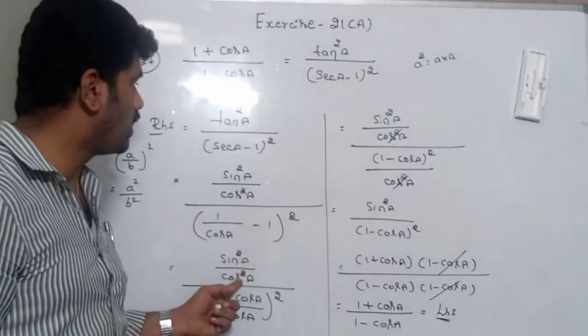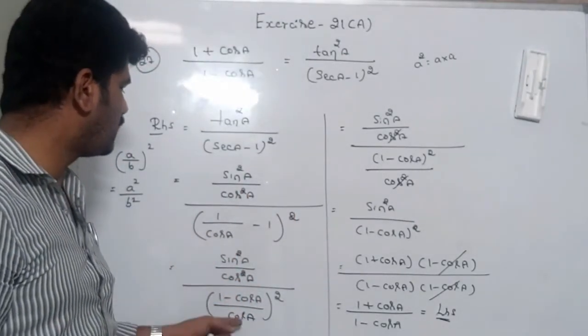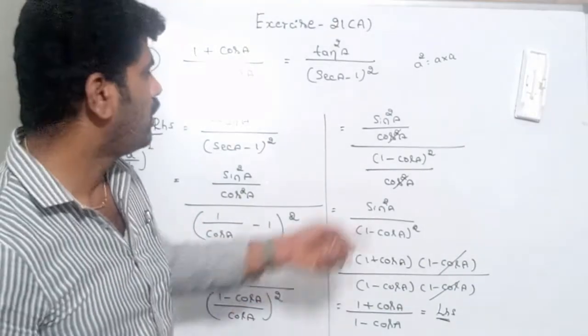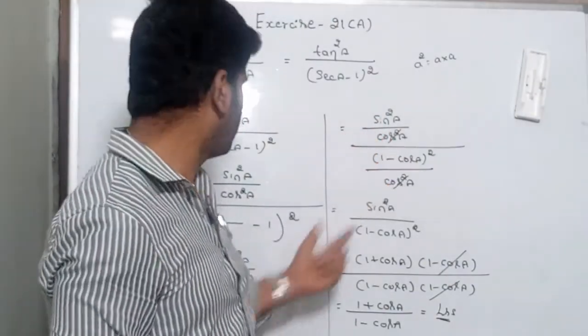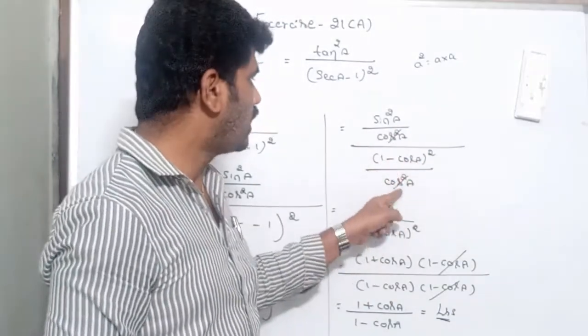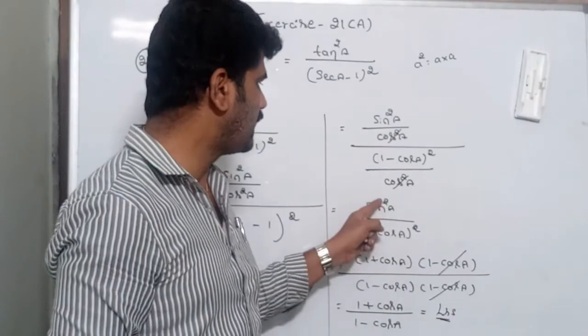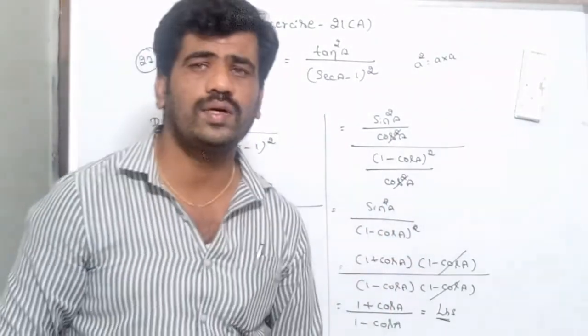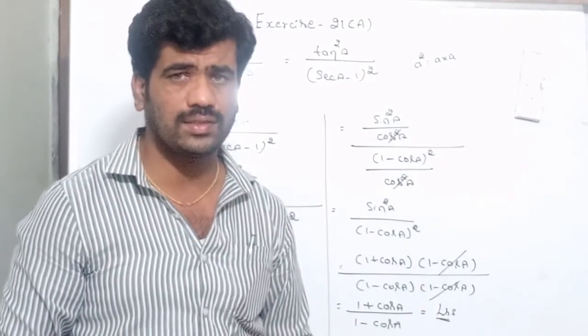Then sin square a by cos square a. So what is the LCM here? Cos a is the LCM. Then 1 minus cos a the whole square. Then sin square a by cos square a whole divided by 1 minus cos a whole square divided by cos square a. Cos square a gets cancelled. Then sin square divided by 1 minus cos a the whole square. We know that sin square is equal to 1 plus cos a into 1 minus cos a.